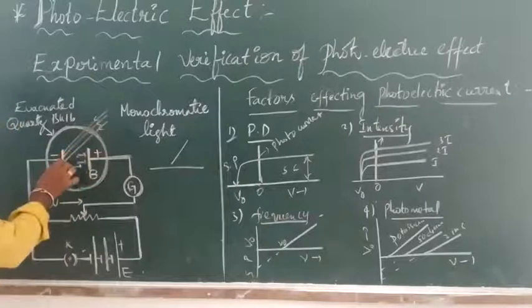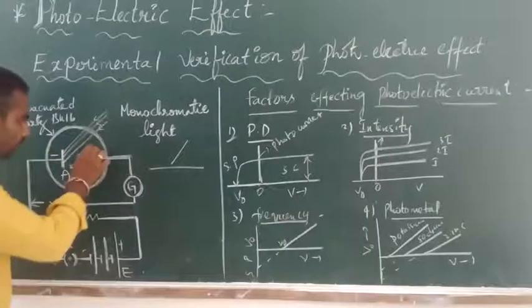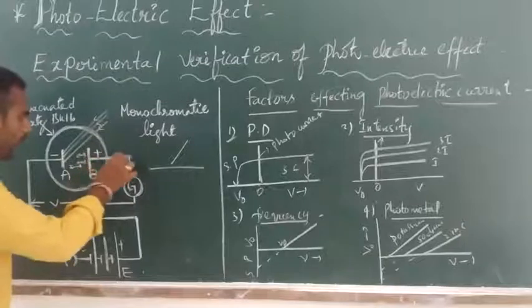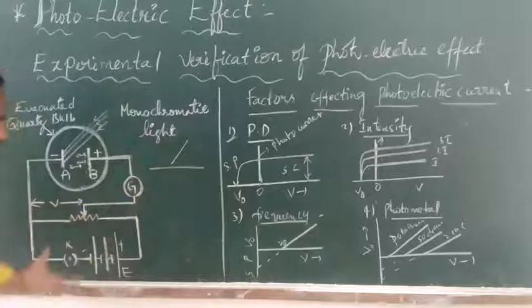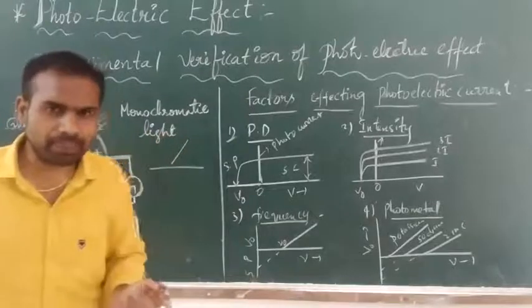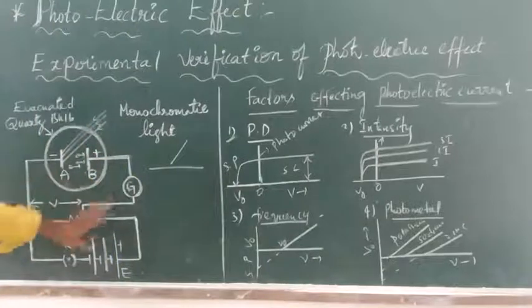When light falls on the metal surface, the electrons will be ejected and go to the positive plate B and pass into the circuit, so we get some current here. Simple experiment, very simple and important. Like that, the photocurrent will pass.